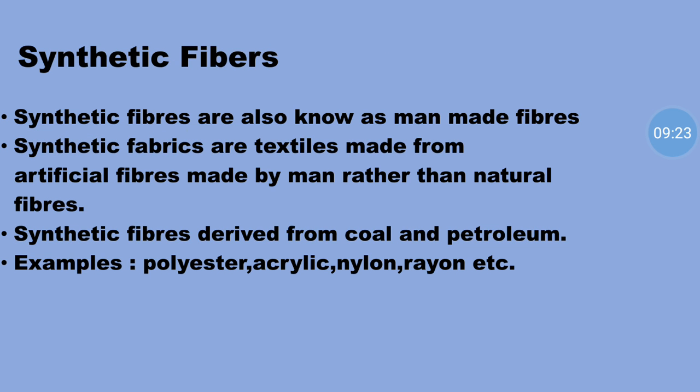Moving on to the next one, the synthetic fibers or man-made fibers. Man-made fibers are made from different types of polymers. They are not cultivated as the natural fibers. Man-made fibers are manufactured by spinning the polymers. Some of the examples of synthetic fibers are polyester, nylon, rayon, and acrylic. Synthetic fibers are derived from coal and petroleum.